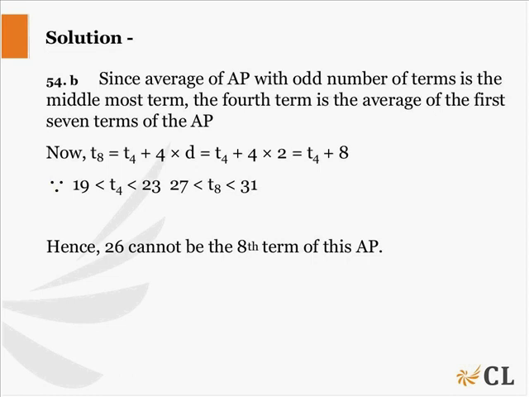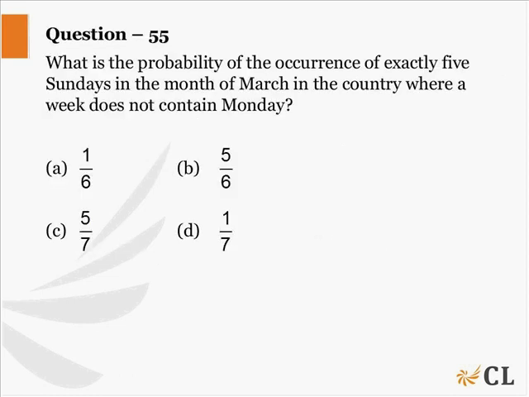Fifty-five. Again, a good question. The probability of occurrence of exactly 5 Sundays in the month of March, where a week does not contain Monday. A week does not contain Monday. That means the number of days in the week has to be 6. Right? So Monday will not be there; all the days except Monday, that means Tuesday, Wednesday, Thursday, Friday, Saturday and Sunday will be there.